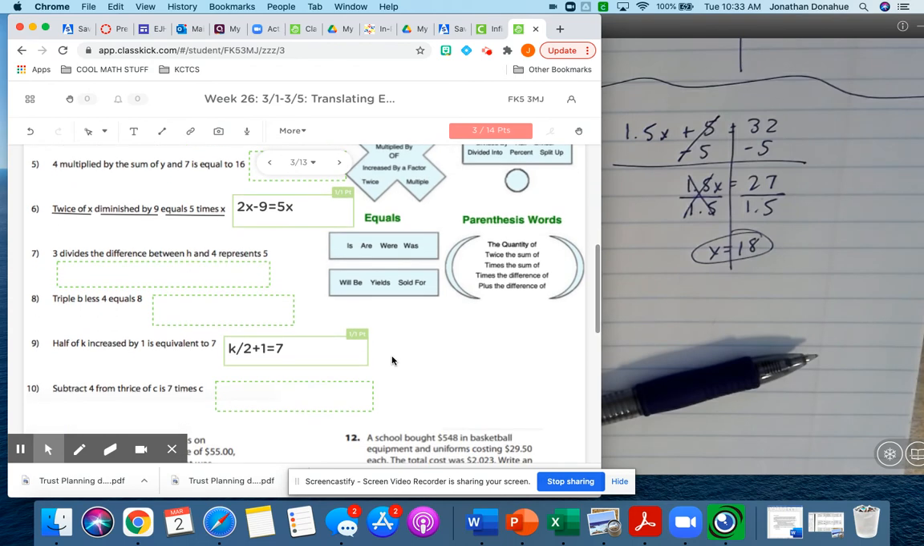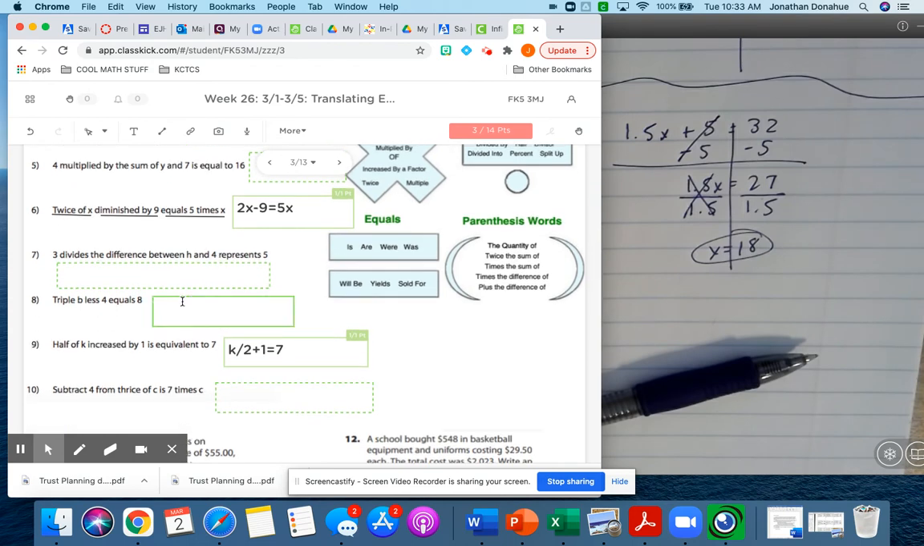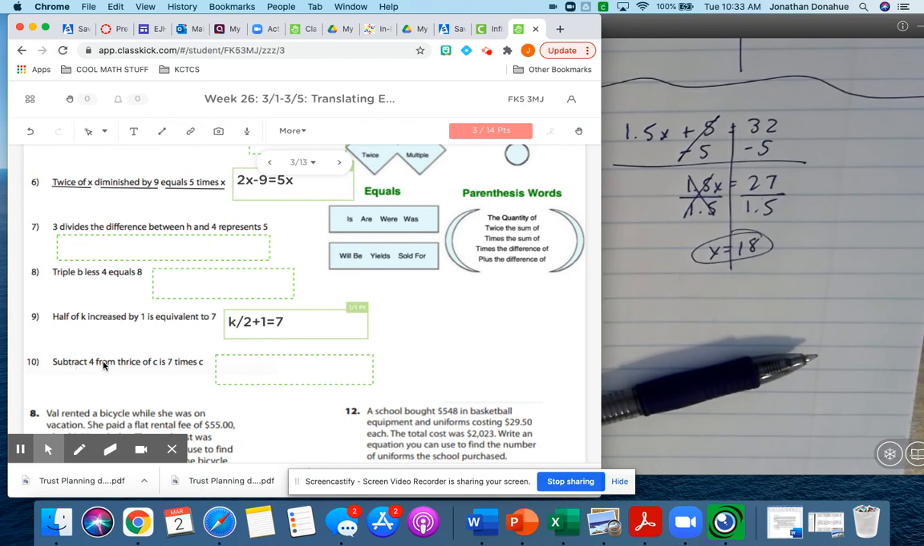I'm going to go ahead and do 10. It has another weird word in it. And if you all need help on any of these, just please reach out because we will not be going over all of these. It says subtract 4 from thrice of c is 7 times c.